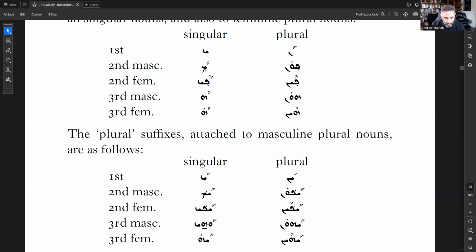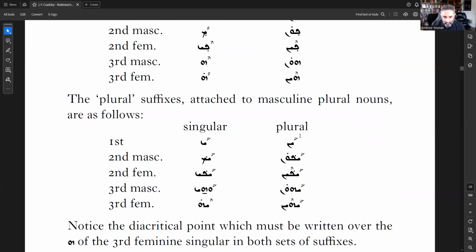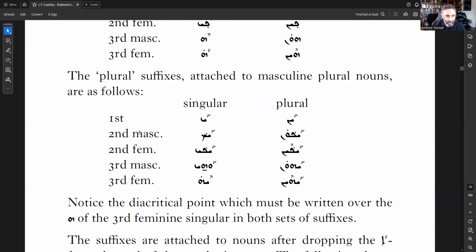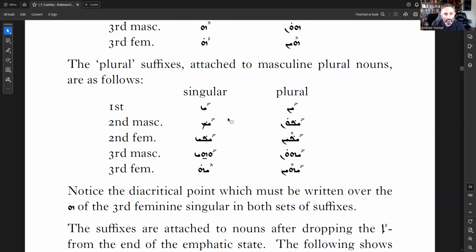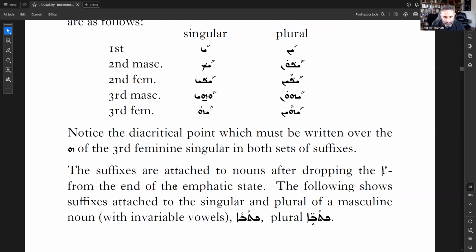So hopefully you already know these. Here are the second set of endings, which he's calling plural, attached to masculine plural nouns, as follows: ai, aiach, ai, au, ain, aikon, aiken, aihon, aihen. So, well, let's use these examples.